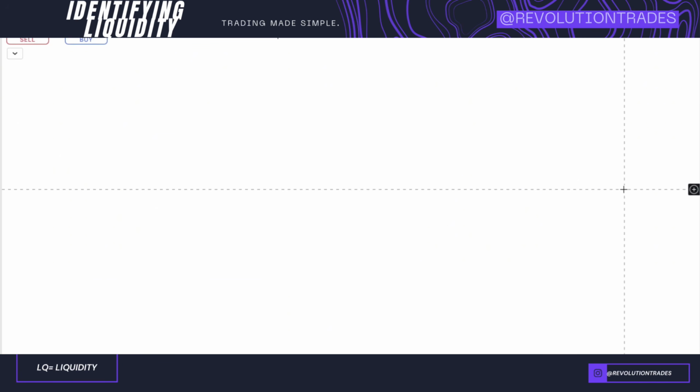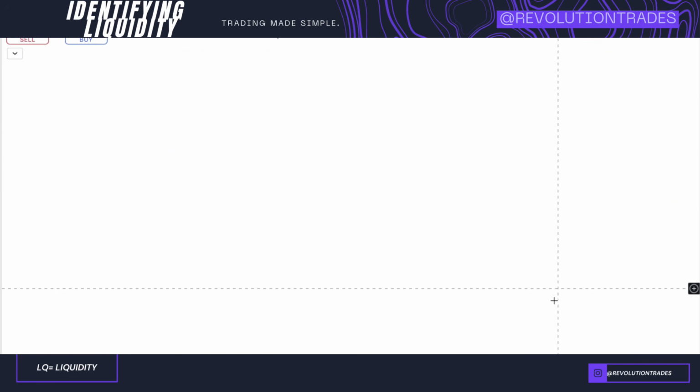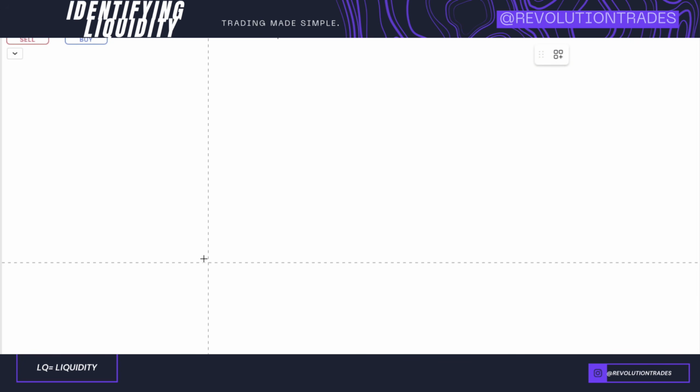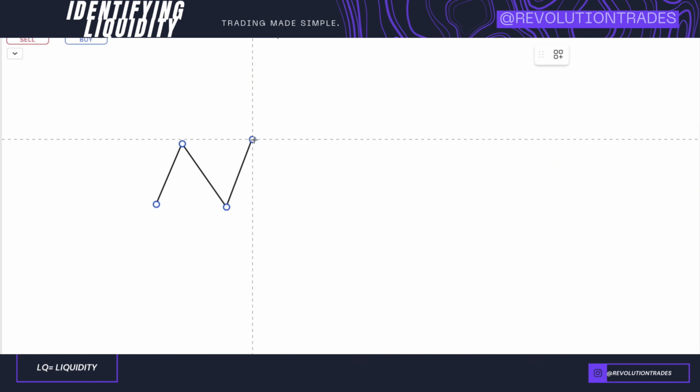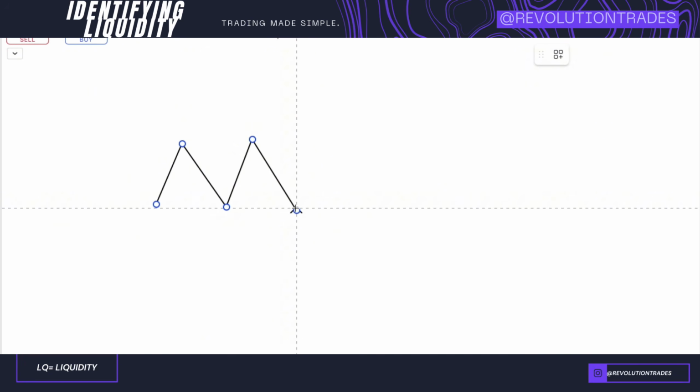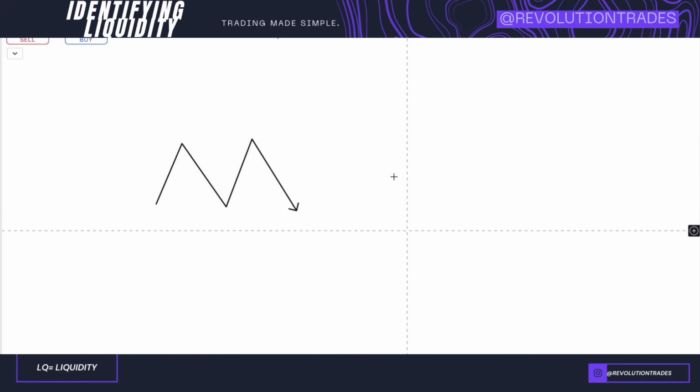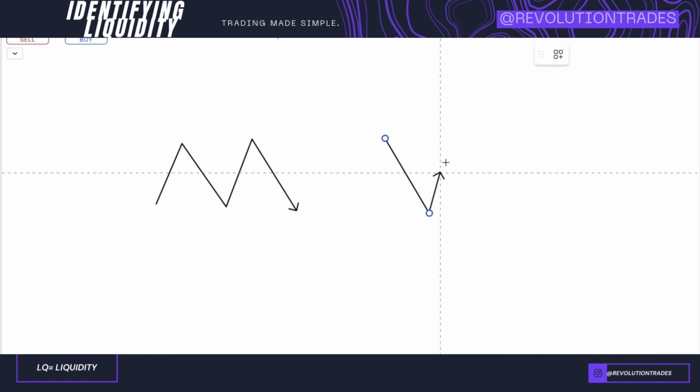Equal highs and lows is just a liquidity type. Some people like to call this an M pattern or a W pattern, because it literally looks like a W and an M. In order to make equal highs, it has to look like this. In order to make equal lows, it has to look like this.